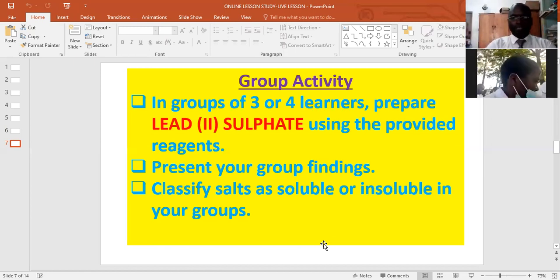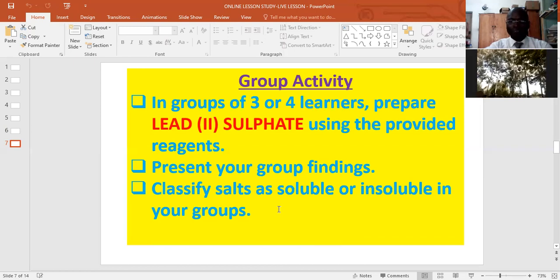So thank you so much. I believe in your various groups, as you've reported, you've finished carrying out the group activity. Maybe I can go to group number 3. Group number 3, please present to us your findings. As you are trying to find out if the solids are dissolving or not dissolving in water?